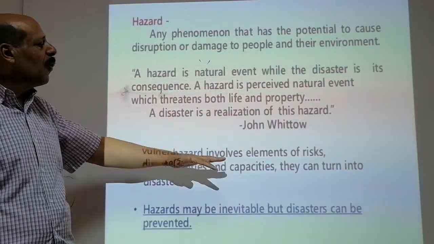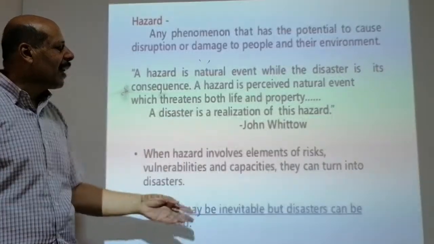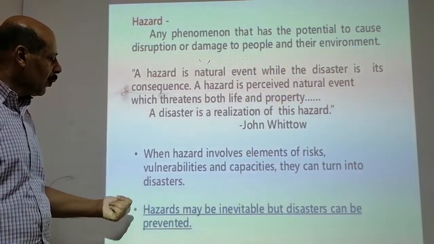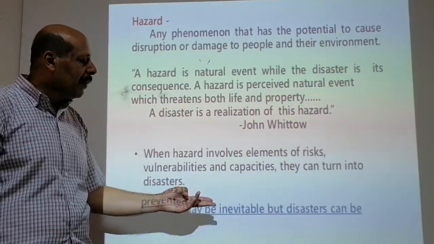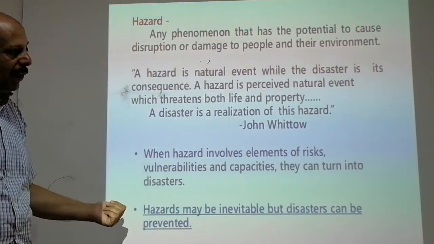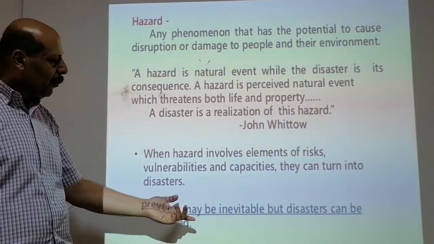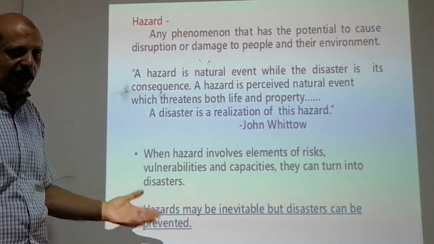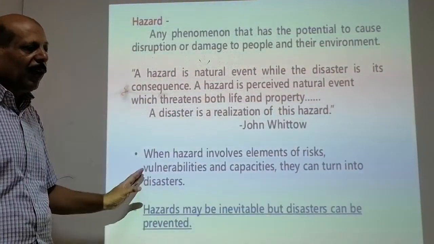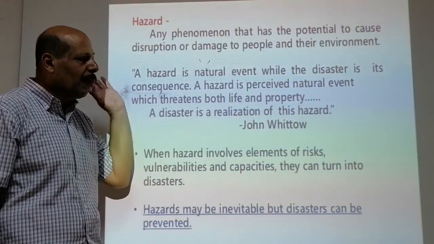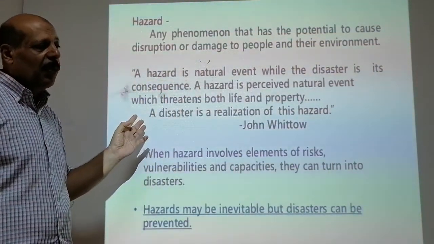When a hazard involves elements of risk, vulnerabilities and capabilities, it can turn into disaster. So a hazard may be inevitable, but disaster can be prevented. The hazard is an inevitable thing, we cannot prevent it, but the disaster can be prevented if we take precautions and if we identify the hazard early before it comes.